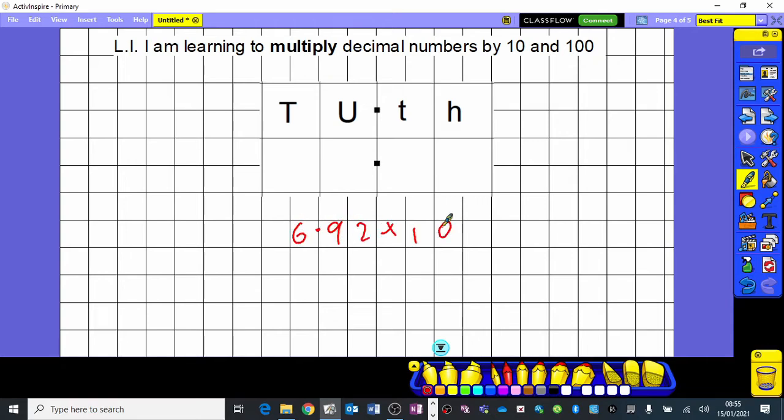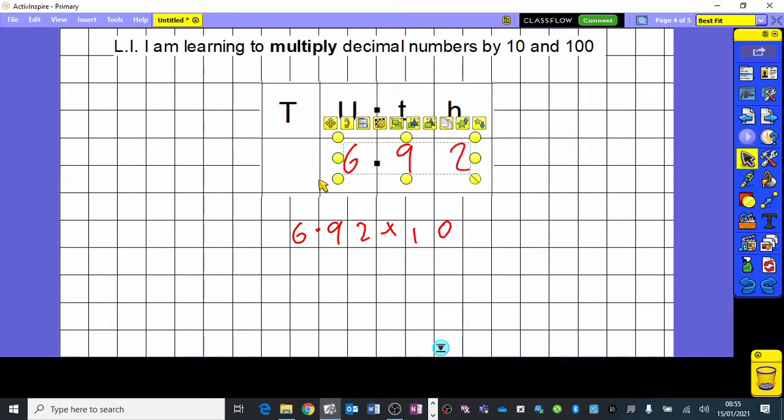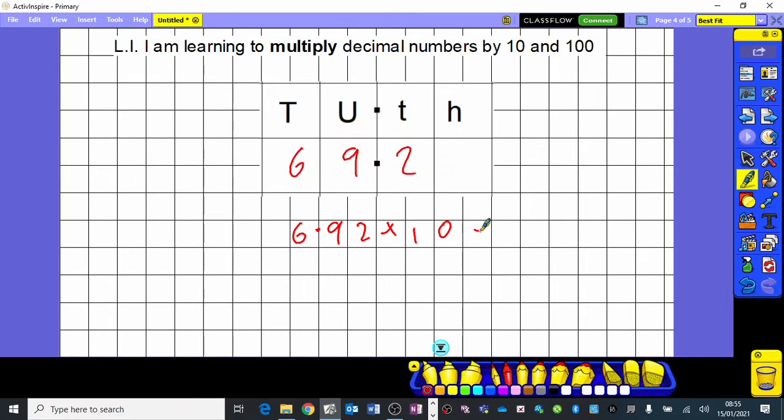So let's do 6.92 times 10. Here is 6.92. Again, just sticking a 0 on the end will not work. That won't change the number. So if I'm multiplying it by 10, how many places do I move it? 10 has 1 zero, so I move it 1 place. And so it becomes 69.2.